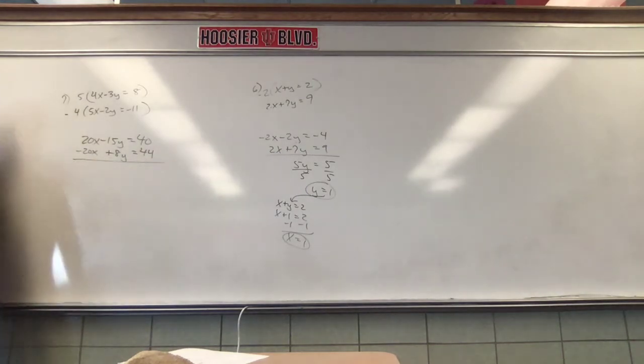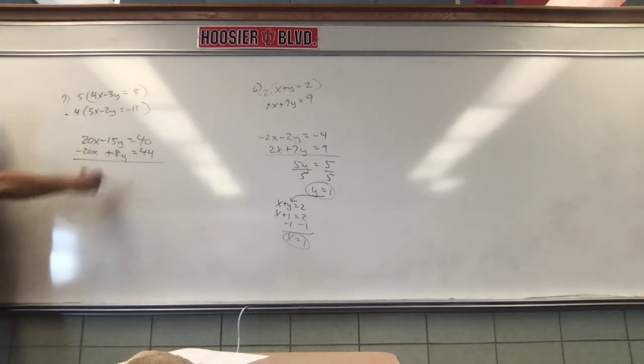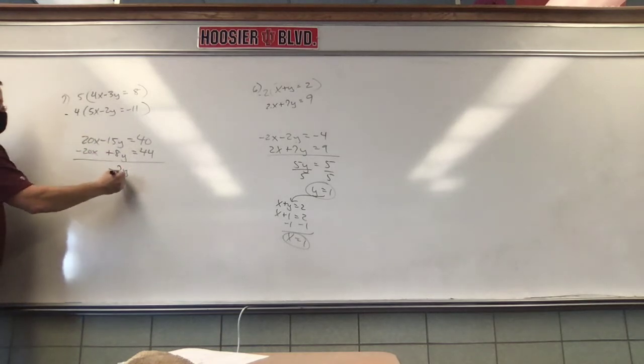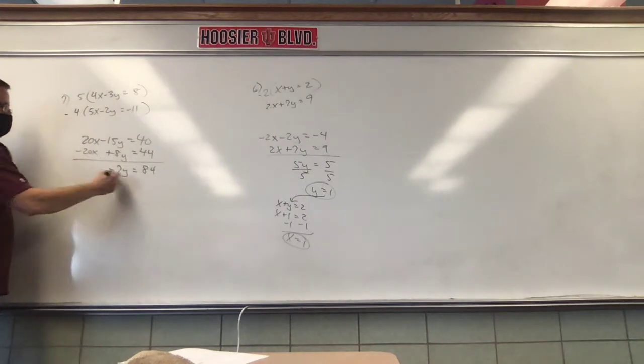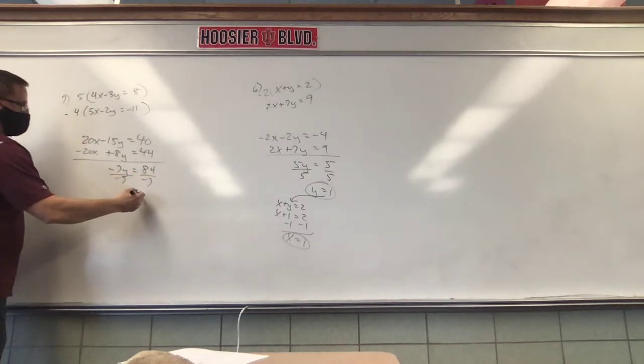Add them up. The x's go away. The y's add up to -7y. 40 and 44 is 84. Divide by -7, you get y is -12.